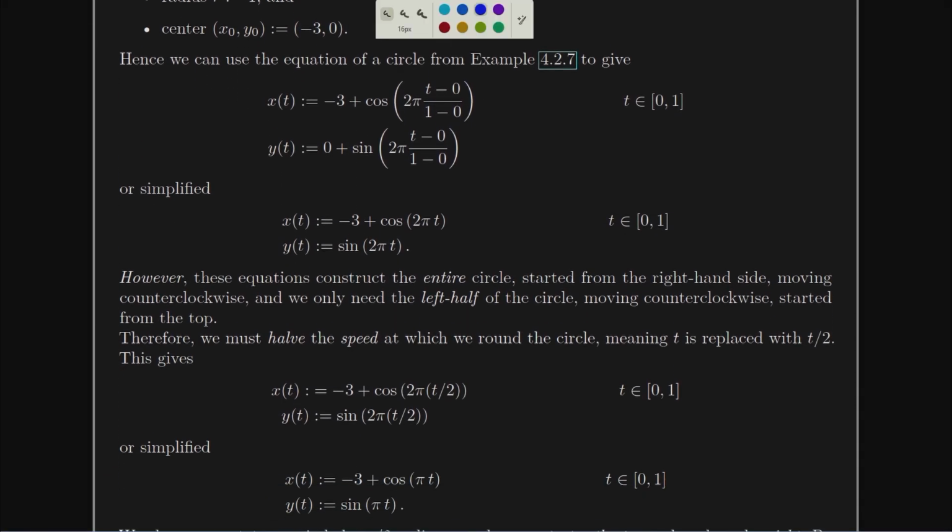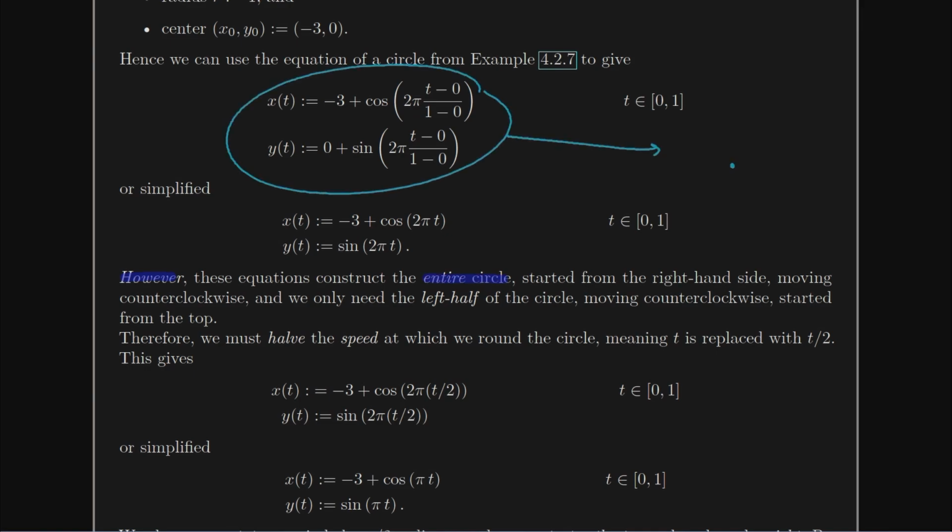Except these equations construct the entire circle, right? If I actually drew these out, what would I get? Well, I definitely have the correct center, -3, 0, but what would happen with my equations is I would start over here and I would traverse an entire circle in a counterclockwise fashion rather than the semicircle that I'm actually looking for. So what I really need to do here is break this circle, and I only want the left side of the circle that I just drew. So how do I actually get there?